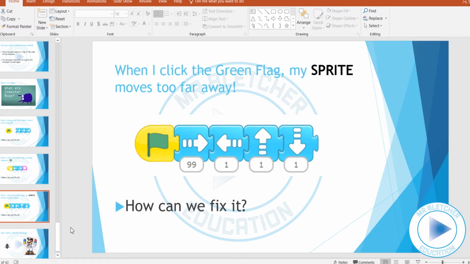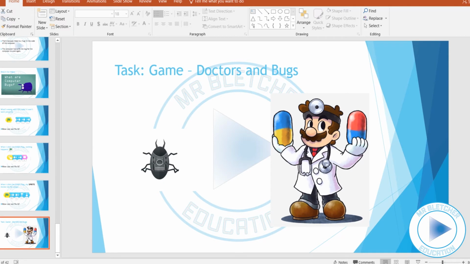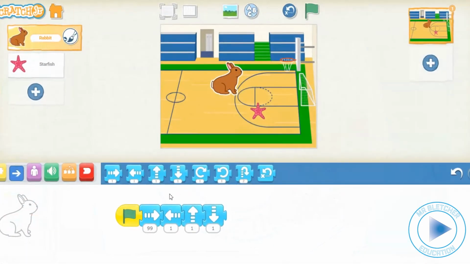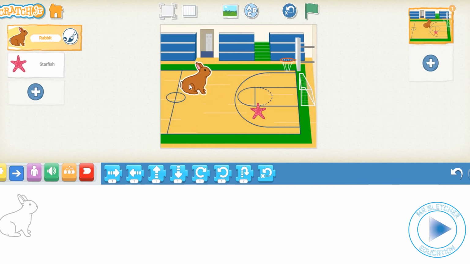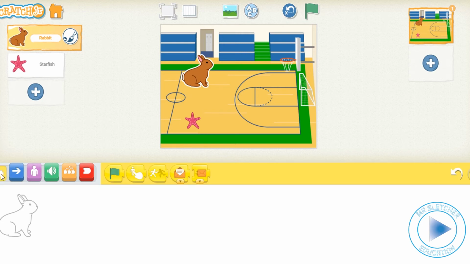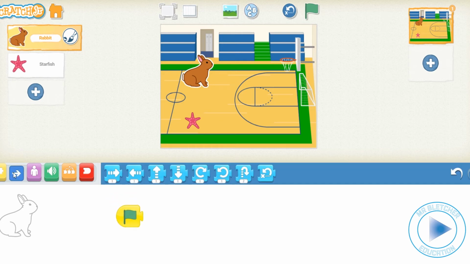But like we say, it's always better to have the task to be one that's using the technology. So the task today is a game of doctors and bugs. Your children will work in pairs, which is probably quite normal, bearing in mind the technology you have available. And one child will select a sprite, and their job is to be the bug. And without their partner looking, they've got to put some code together that doesn't work.